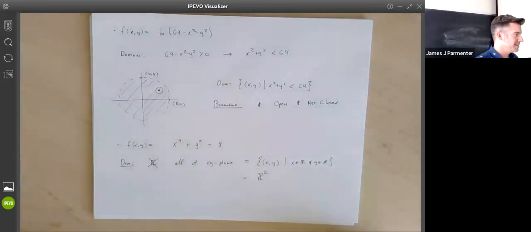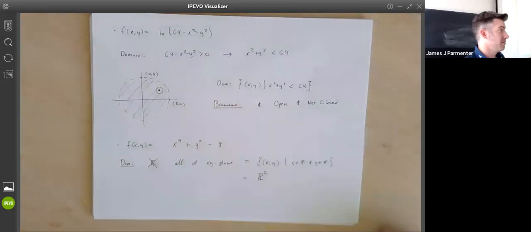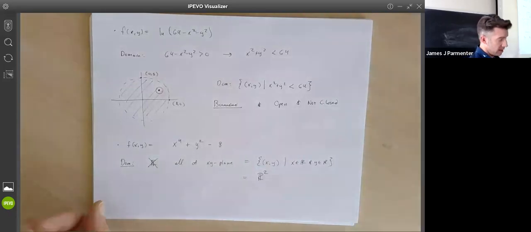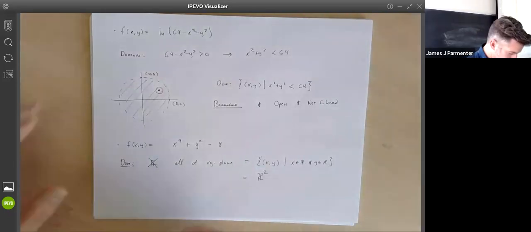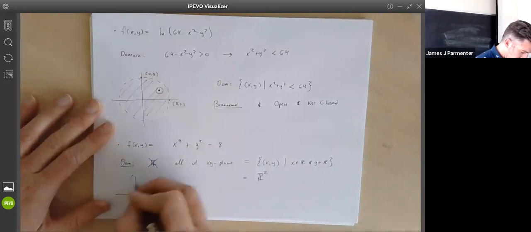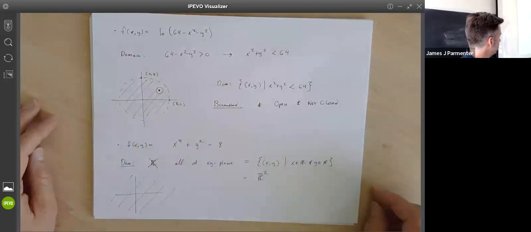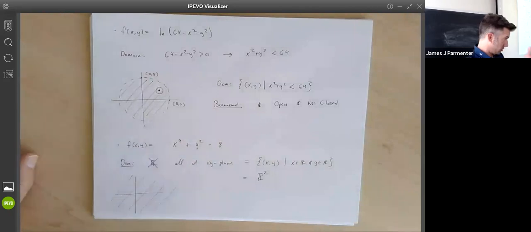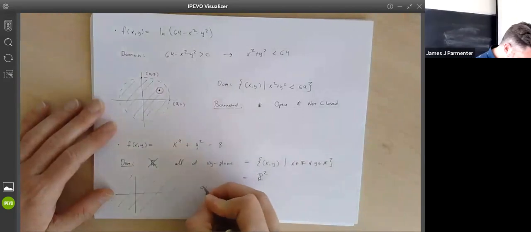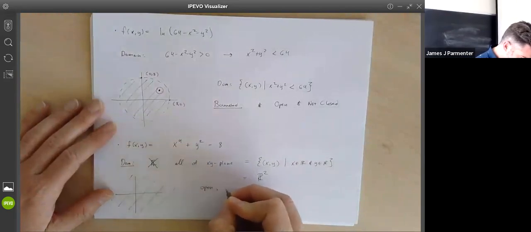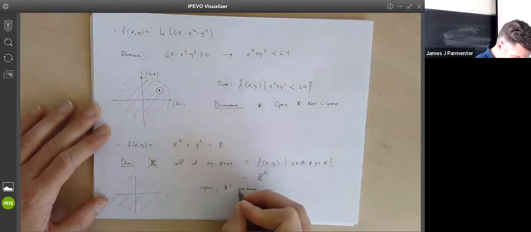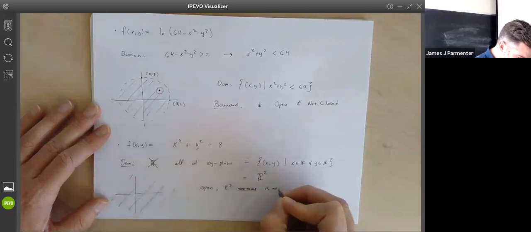Open or closed? Both. The set of everything is always going to be both. And we can look back at our definition. If I look at the entire plane, every point's an interior point. No matter what point I pick in the plane, I can always draw a little circle around it that's still in the plane. So definitely open, because the set is entirely made up of interior points.